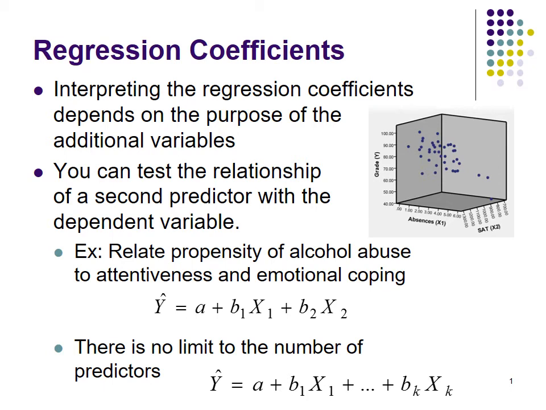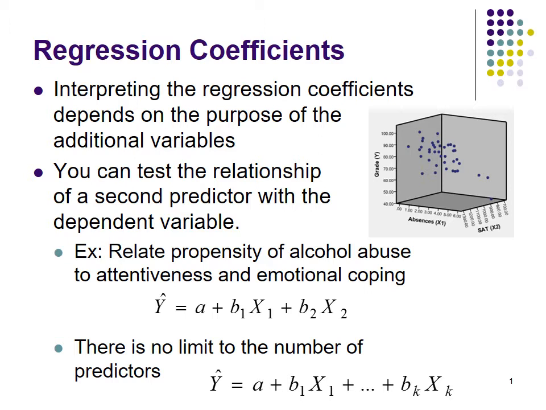So I'm going to talk a little bit about regression coefficients and how we interpret the regression coefficients depending on the purpose of the additional variables. Just as a reminder, when we're doing multiple regression, you can test for the relationship of a second predictor with the dependent variable. So what we're talking about here is the difference between simple regression, where all we have is the constant b weight of one predictor and then the score of that predictor to predict y.